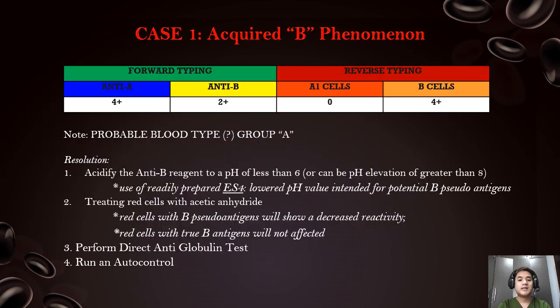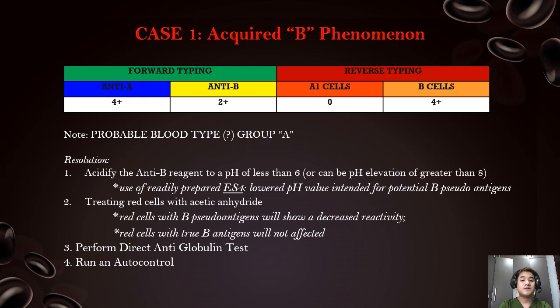So this is a sample case on the common ABO discrepancy. Group 2 discrepancy, particularly on a patient with acquired B phenomenon. Remember that the forward and reverse grouping results always yield or demonstrate a very strong positive agglutination reaction of 3 plus to 4 plus. Also, given that reverse and forward grouping can be counterchecked with one's results, we can easily notice in this table that the probable blood type of the patient is blood type A.